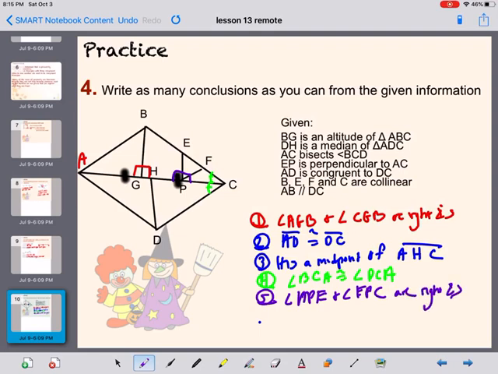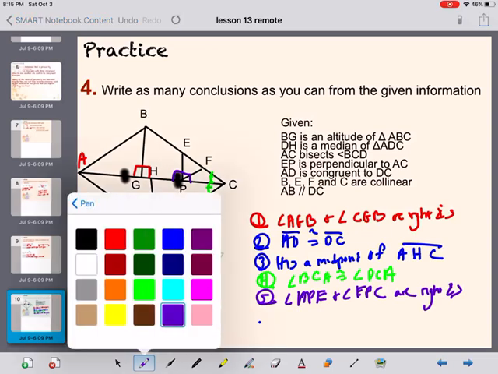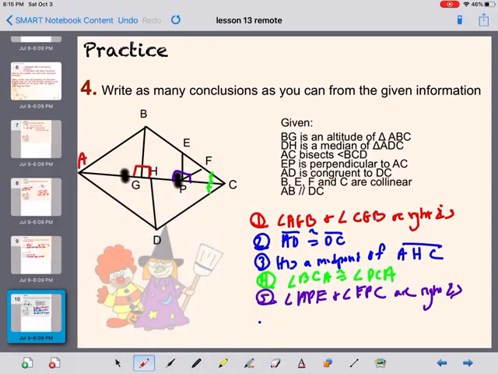Guys, tired of writing givens and conclusions? AD is congruent to DC. BEF and C are collinear, and AB is parallel to DC. Whew. There's a lot more things you can say, guys. You can also say the right angles are congruent. You can say that if you have parallel lines, you have alternate interior angles, corresponding angles. You can even go as far to start to say that you have congruent triangles if you see them. But I think we have enough conclusions for now.